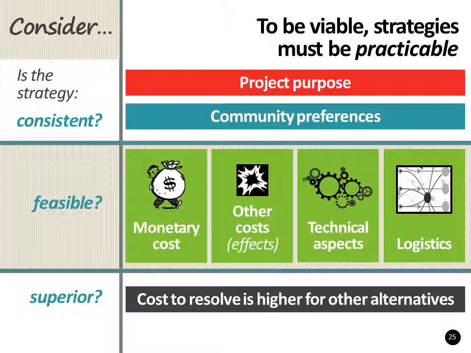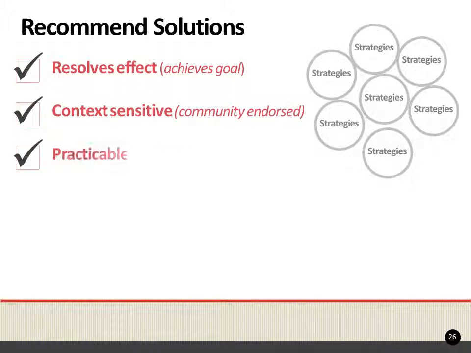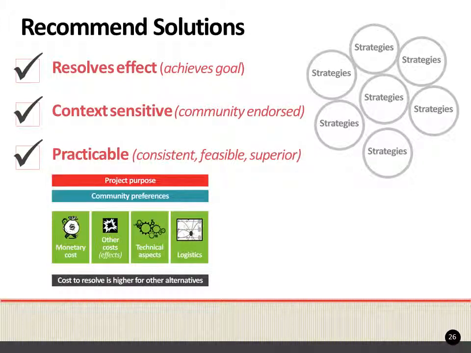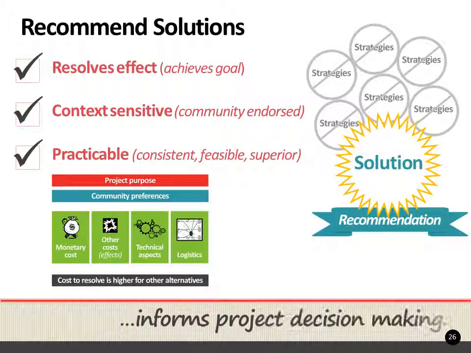Involve technical experts from the project team and local agencies, and the community, prior to recommending final solutions. These considerations are most applicable to the project development phase when solutions become more detailed and commitments are made. Review the identified strategies based on effectiveness in resolving effects, context sensitivity, and practicability, and eliminate those that do not meet these tests. From the remaining strategies, recommend which should be considered further in the project decision-making process.